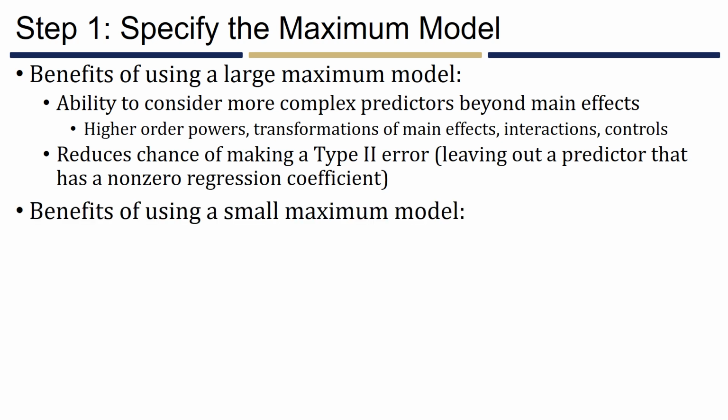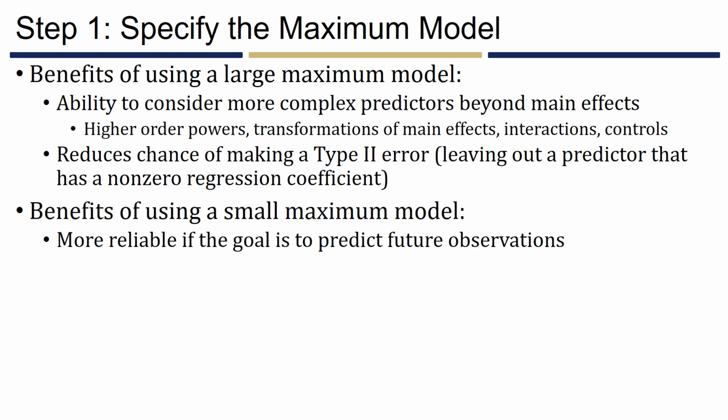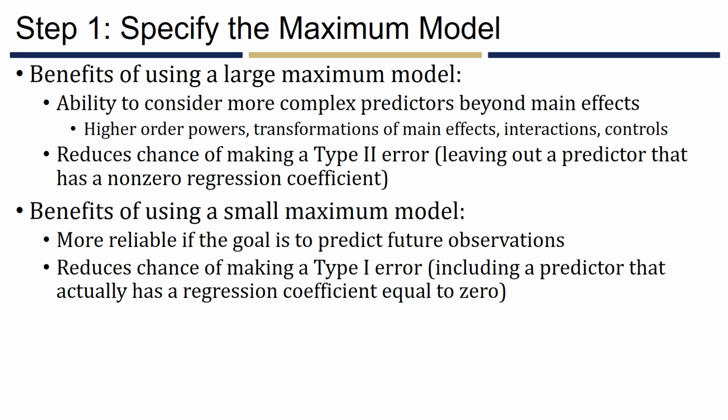Now, on the other hand, there are some benefits of using a small maximum model. One benefit is that it tends to be a little bit more reliable if the goal is to predict future observations. If you have a smaller set of variables to choose from, you're going to end up with a smaller final model in all likelihood, and you won't risk overfitting the data, which is an issue that we'll talk about a little bit later on.